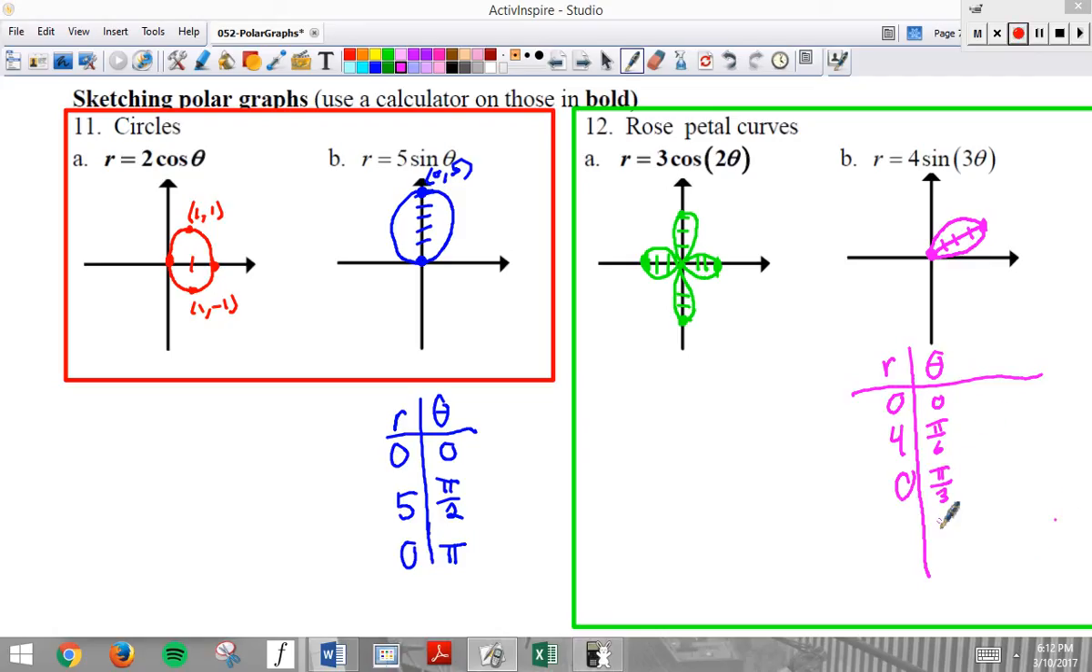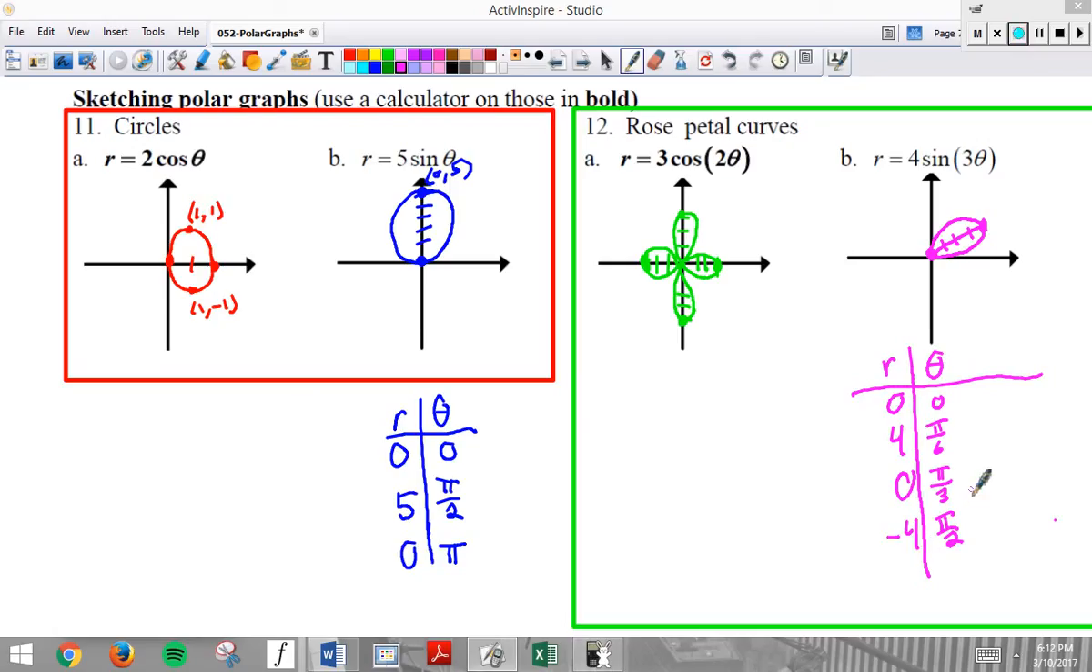I don't know what happened. Okay. Pi over 2. 3 times pi over 2 is 3 pi over 2. Sine of 3 pi over 2 is negative 1. Negative 1 times 4 is negative 4. Uh-oh. Negative radius.